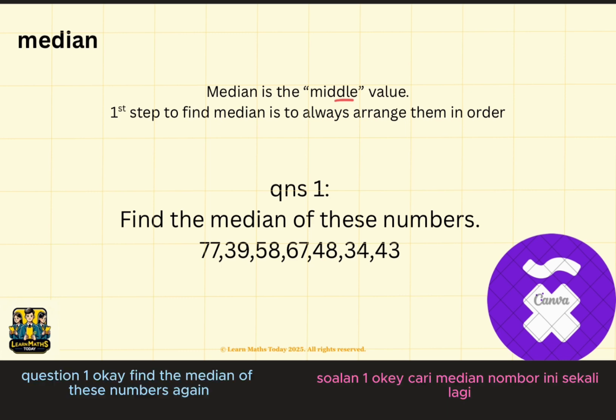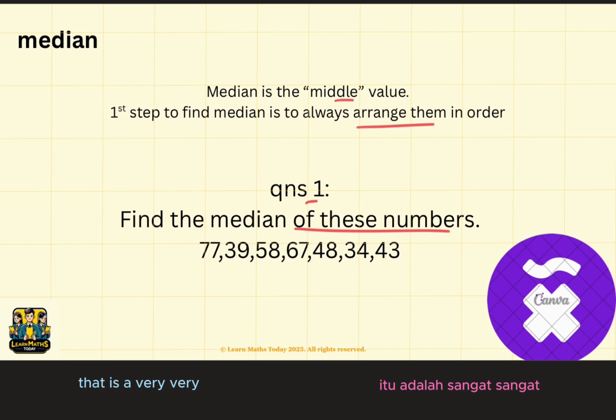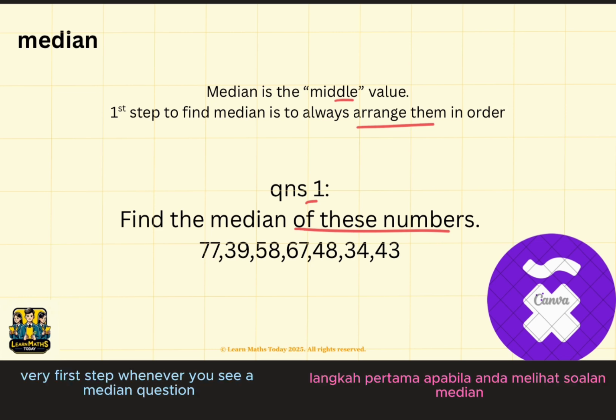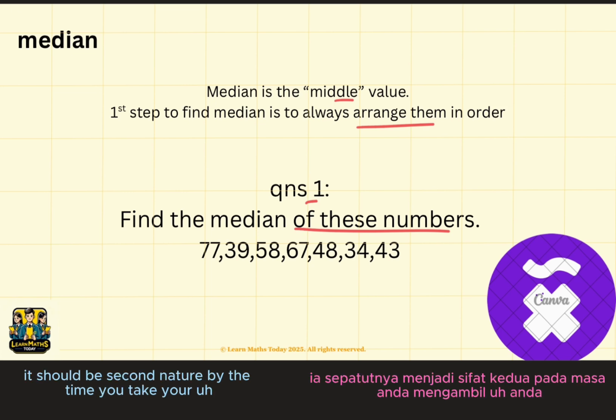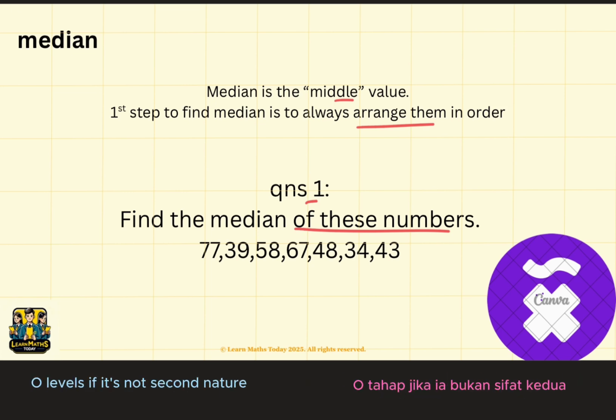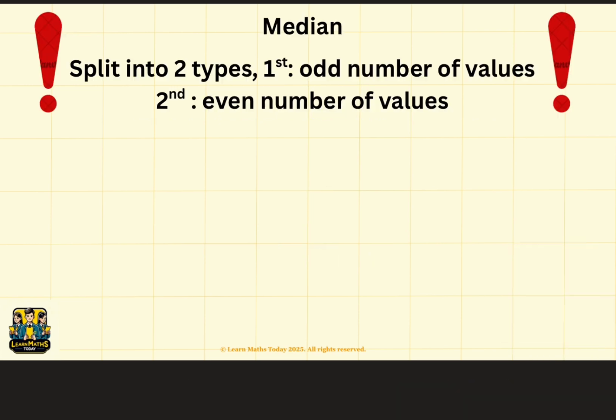Okay, question 1. Find the median of these numbers. Again, the first step is to always arrange them in order. That's the very, very first step. Whenever you see a median question, arrange them in order. It should be second nature by the time you take your O Levels. If it's not second nature, keep drilling the practices. Find your textbook, drill the practices.